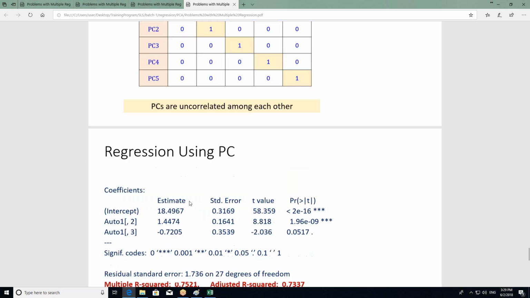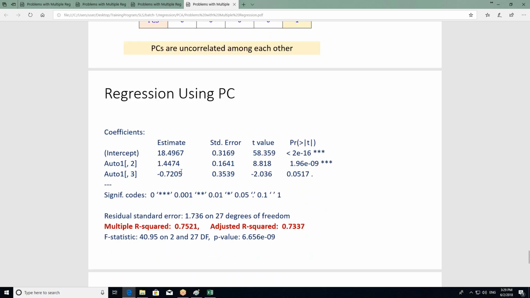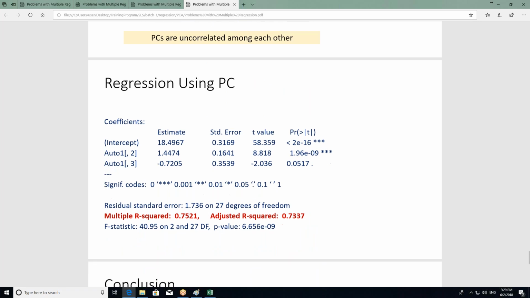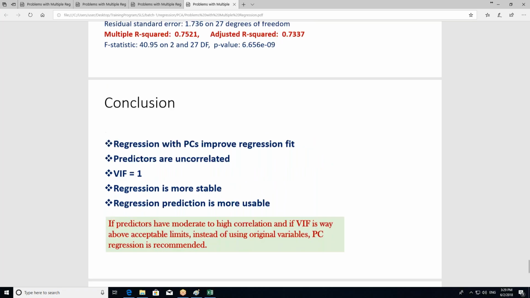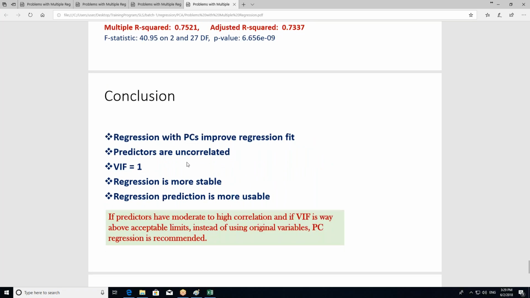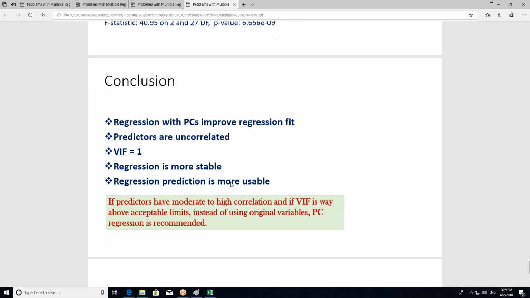Then I have done the regression using PCA. I did the regression and I can see the estimators, standard error, t values and p values. This is as usual. So what is the conclusion? Conclusion says regression with PC improves the regression fit. Predictors are uncorrelated. VIF is 1. Regression is more stable. Prediction is more user friendly.